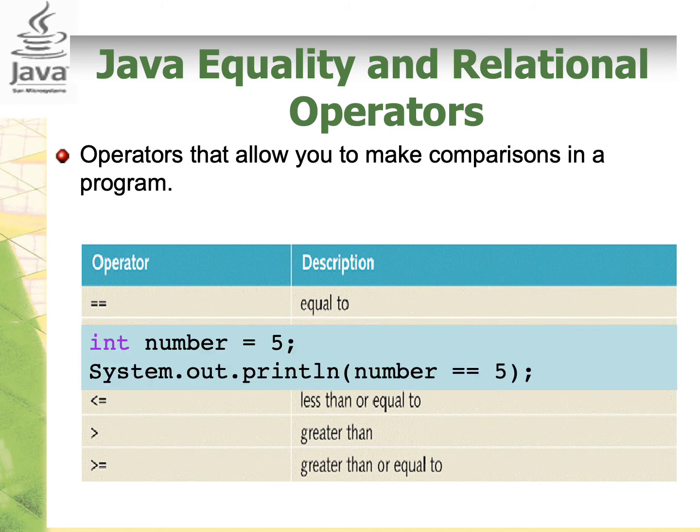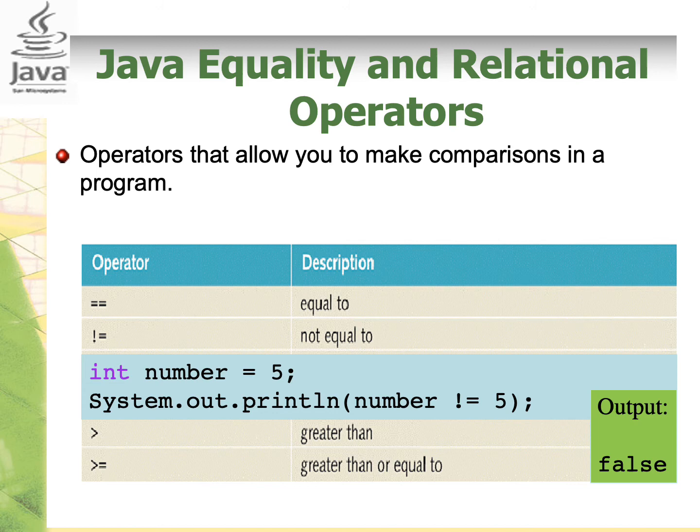The first one is double equal symbols, that means equal to. It can compare numbers or expressions. See that we have int number = 5, System.out.println number == 5. What do you think the output will be? When we write number == 5, we are writing a logical expression. Logical expression has a value either true or false. It will display true because we are comparing the value 5 with 5.